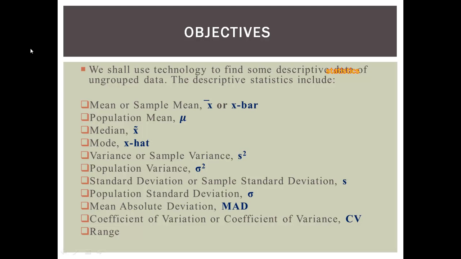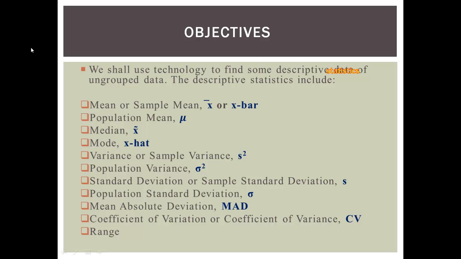So the descriptive statistics that we shall find: the mean, or the sample mean, that is the X bar. Then the population mean, that is a Greek letter, called the mu. Then the median is the X tilde. The mode is the X hat.